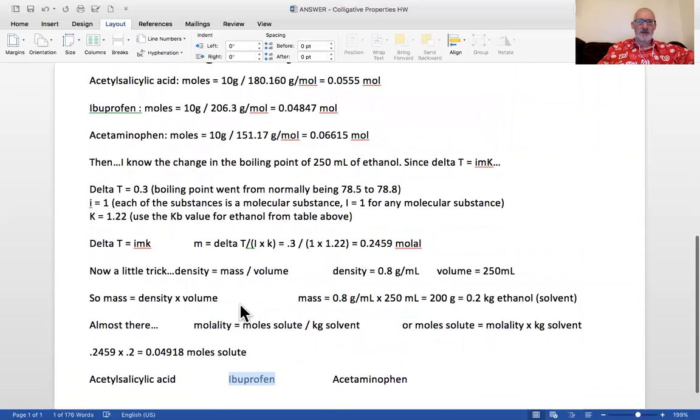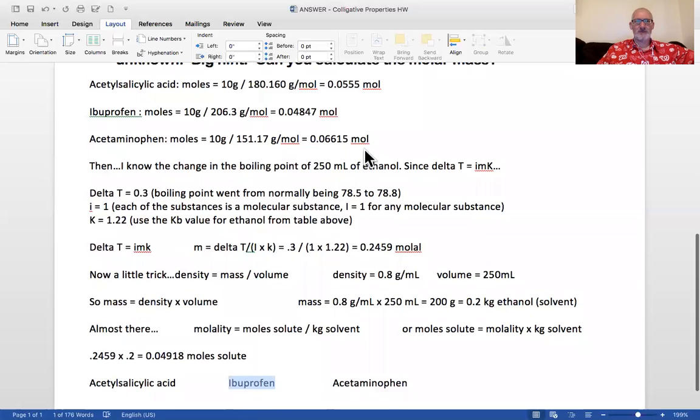And I go back up here and I compare which of these numbers is closest to 0.04918. And it looks like right here, the ibuprofen is the winner winner chicken dinner, because 0.048 and 0.049 are really close to each other. And so as a forensic scientist, my findings would be that it appears that ibuprofen was the unknown substance in the victim. So that's kind of a cool little problem.